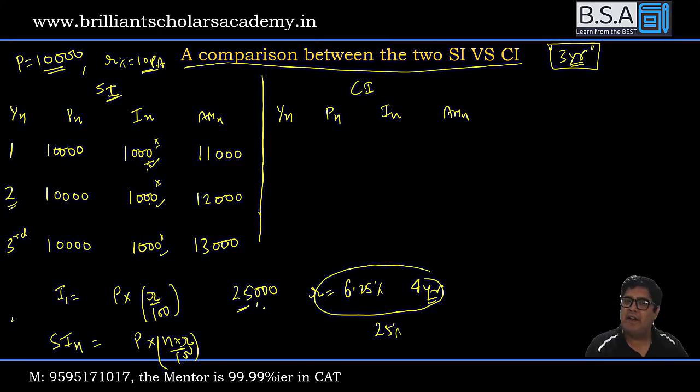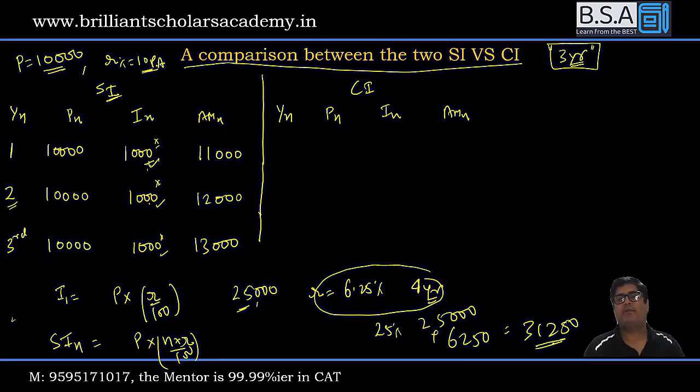What will be 25% of this? 6250. You can calculate percentage, I'm sure of this. So what money will I take home? I will take home 31,250. So never use these formulas in this manner. Focus on NR. What you should be doing is basically calculate N into R percentage.